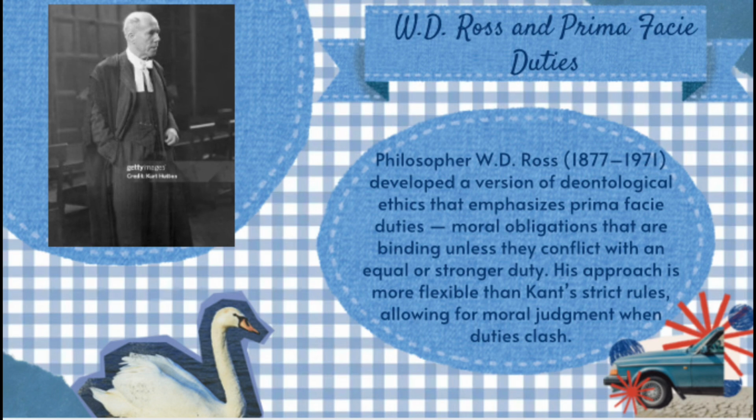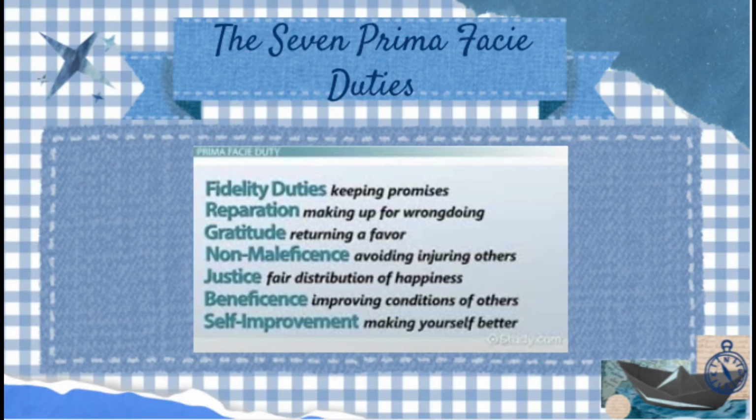Prima facie duties, Latin for at first sight, are self-evident, initial moral obligations that are binding unless overridden by a more pressing duty, proposed by W.D. Ross. These seven duties, including fidelity, reparation, and non-injury, help navigate conflicting ethical situations where the most compelling duty becomes our actual duty. So there are seven prima facie duties.